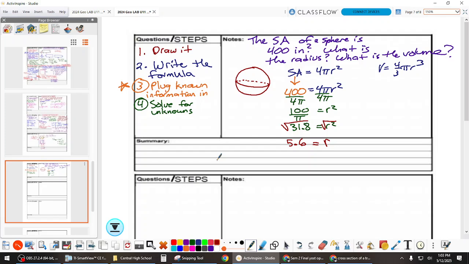4 over 3 pi times 5.6. Yeah. Did you notice it's the same steps? So draw it. Well, now we can go label a radius. Now we can put in here that the radius is 5.6. Okay. Write the formula. Check. We did that. Plug known information in. Well, now we know that r is 5.6. So we just plug that in as our next piece of known information.